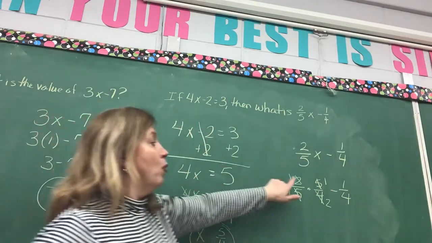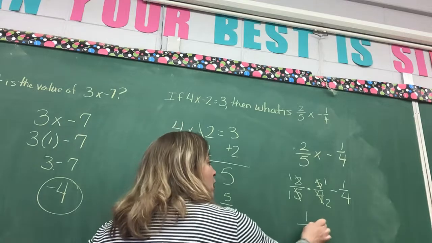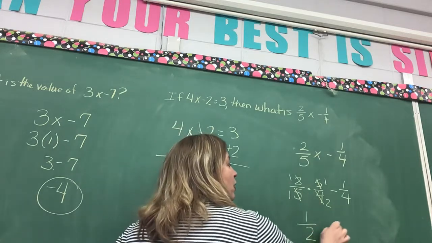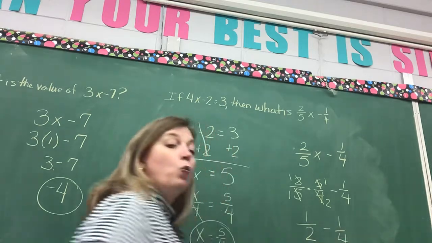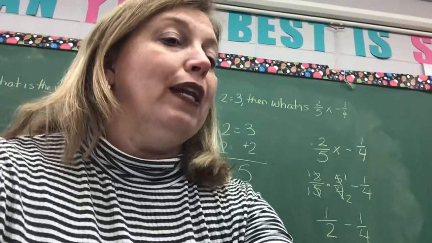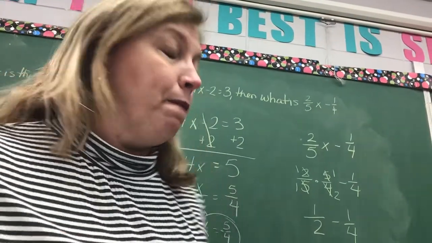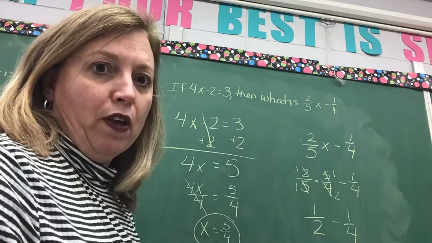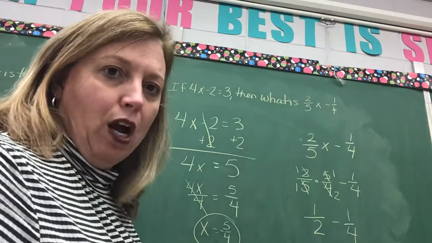So when I multiply, 1 times 1 is 1. 1 times 2 is 2. And I'm going to minus 1/4. Now, we know from elementary school, you cannot subtract 1/2 minus 1/4. They have to be common denominators.